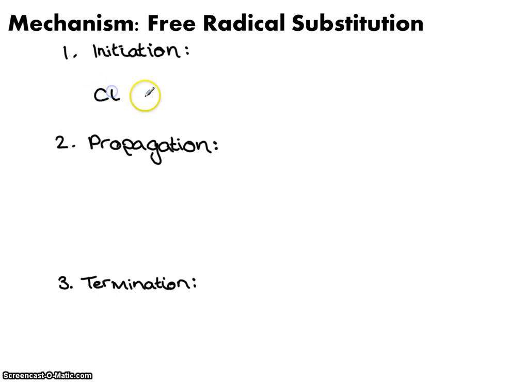Initiation takes place on your halogen, so you start off with a halogen. I'm going to do it with chlorine, but you could do bromine or fluorine or iodine if you wanted to, and it takes place with UV light. That's the key thing here, and how it works, it's called homolysis. 1 electron goes to each of these 2 chlorine atoms from this covalent bond, and we end up generating 2 chlorine radicals, which we represent, remember, with this dot. Okay, that's initiation.